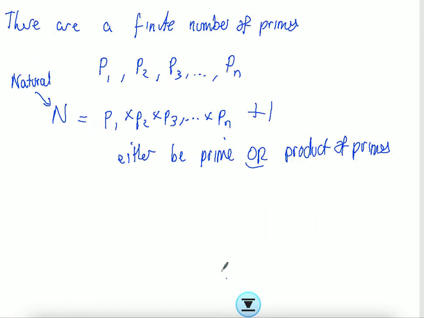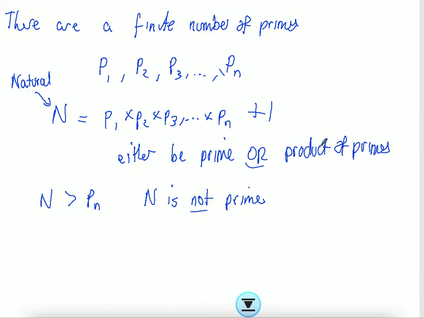So let's see what happens when we try to show that it's prime. Well, n is greater than the largest prime number because we've multiplied all the primes together and we've added 1. But this was supposed to be the largest prime number, right? So n can't be greater than the largest prime number. So that's suggesting that n is not prime. So if n is not prime, then that must mean that it is a product of primes.